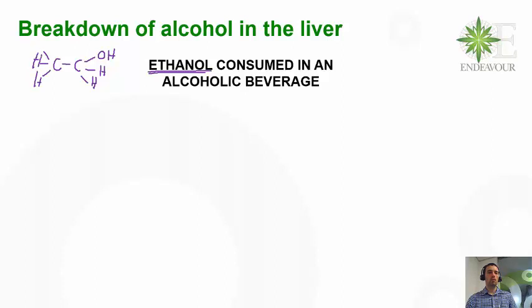So the body doesn't need ethanol for anything. It can't really use it for anything in particular. So essentially, the body treats ethanol as something that it needs to get rid of. So how does it get rid of it? Well, it takes it to the liver to be broken down into something that can actually be used by the body.